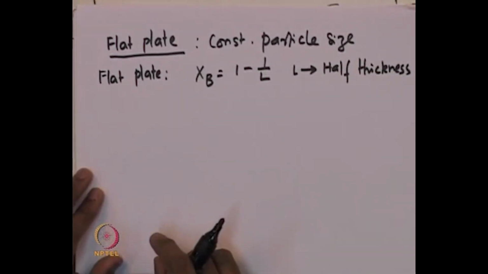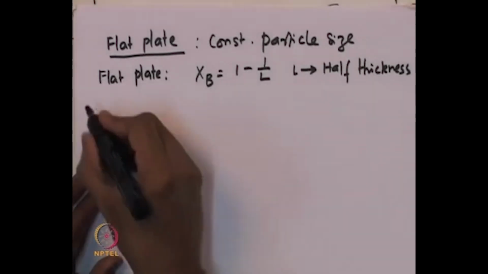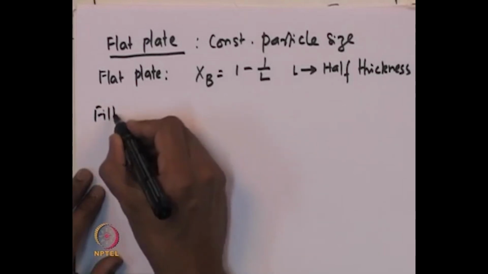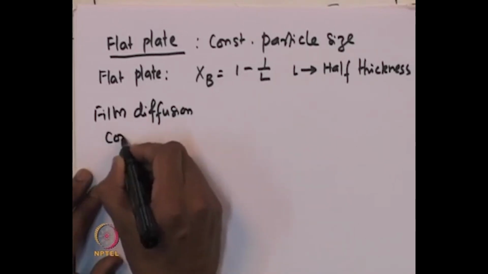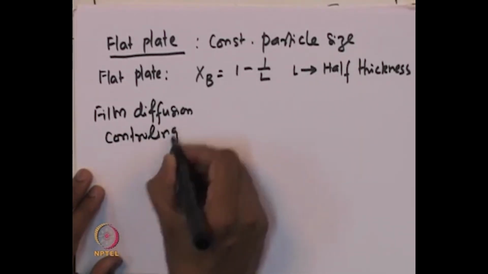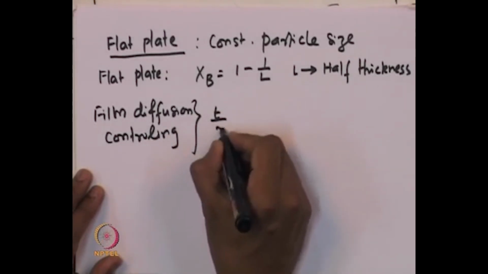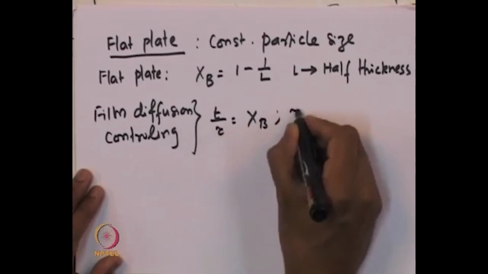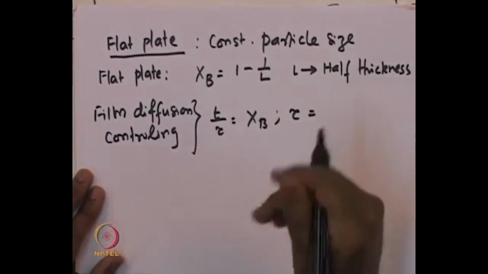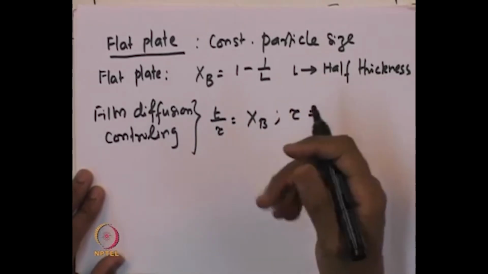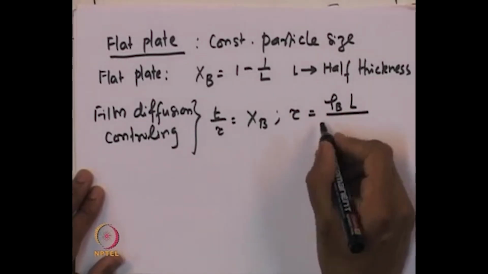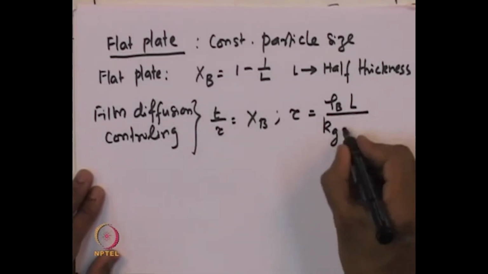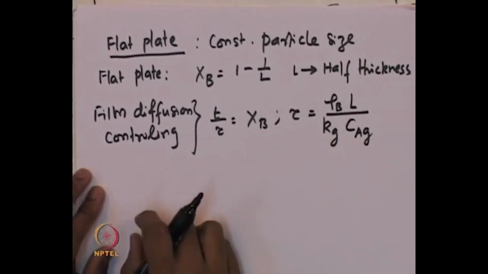L is the half thickness of the plate that is actually being used as a solid reactant. And if it is film diffusion controlling, in that case t by tau is given by Xp, where tau is the time taken for the total conversion, that is for all the solids to undergo reaction. That will be given by the density of the particle times the half thickness length scale divided by the mass transport coefficient times the concentration of the species in the gas phase.